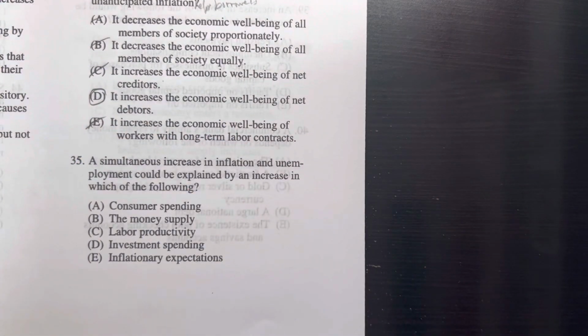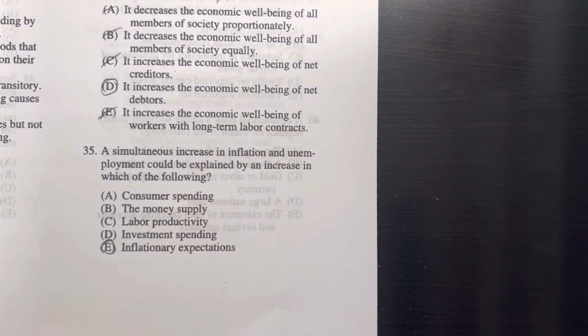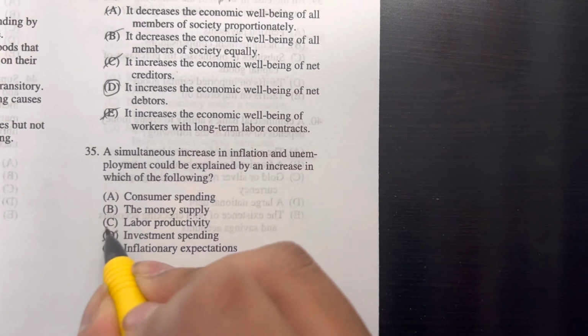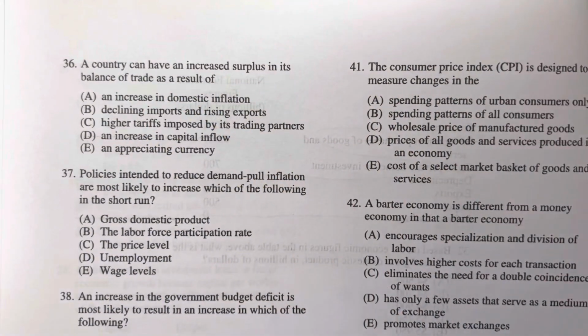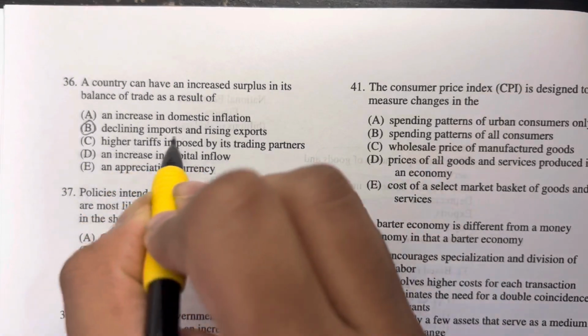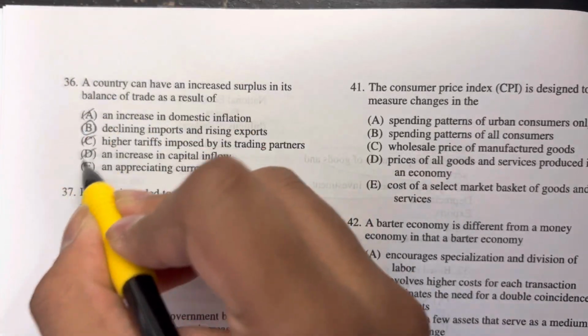35. A simultaneous increase in inflation and unemployment could be explained by an increase in which of the following? That should be inflationary expectations, because there's more inflation, and because of that, there's also more unemployment. It usually doesn't go hand in hand, but the expectations can cause that. All right. 36. A country can have an increased surplus in its balance of trade as a result of, that would be increased surplus in balance of trade. So if you're raising exports and declining imports, you're going to have a surplus in trade. Right?